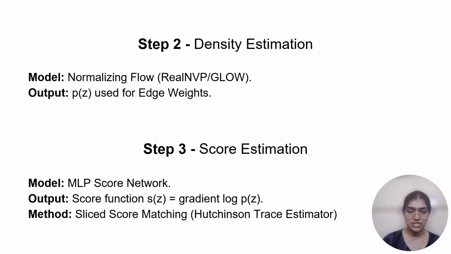the manifold efficiently. So, to summarize, the autoencoder gives us the space, the flow gives us the map, and the score model gives us the compass. With these three models trained, we have everything we need to start building the paths. I will now hand over to Vidhi to explain how we use these outputs to construct the graph.